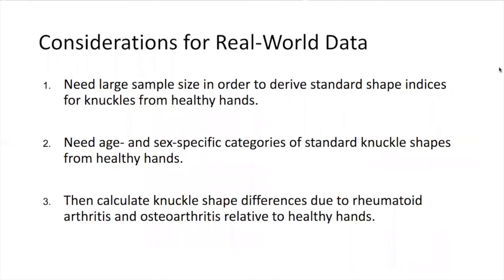Let's discuss some takeaways from this project for future studies of hand images for rheumatoid arthritis. 1. We should start by collecting a large sample size to capture natural variation of finger and knuckle shapes. 2. We should create age and sex-specific standard shapes to control for natural factors that affect finger shapes. 3. We then have baseline values from which to measure changes caused by early stages of rheumatoid arthritis and osteoarthritis.